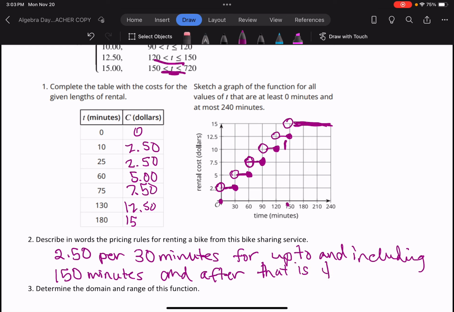So for up to and including 150 minutes, and after that is $15 for up to 720 minutes.